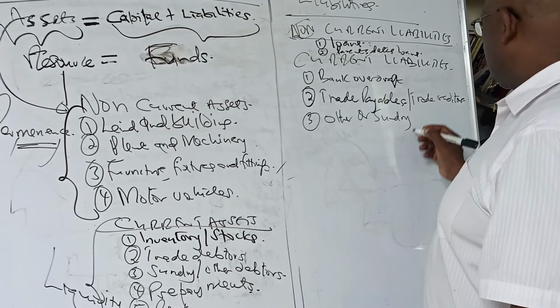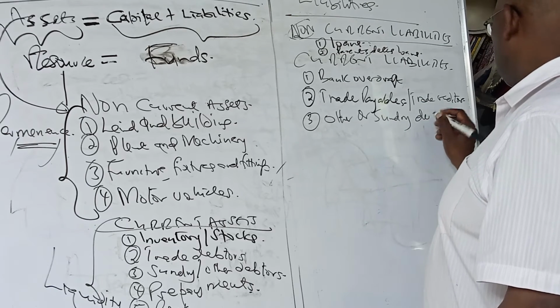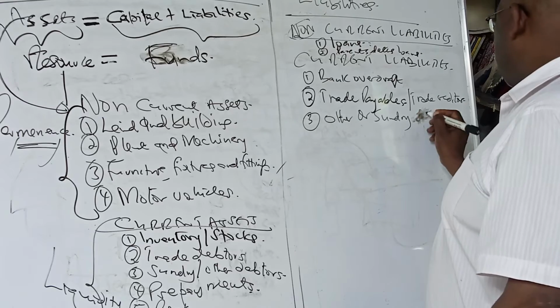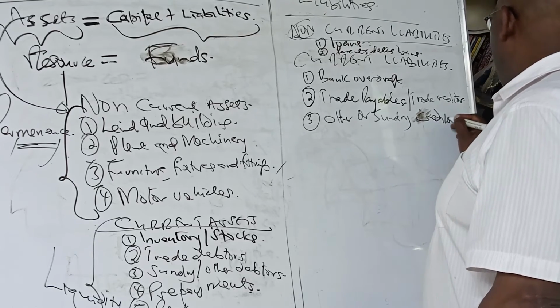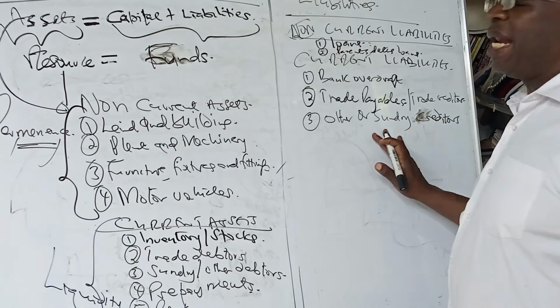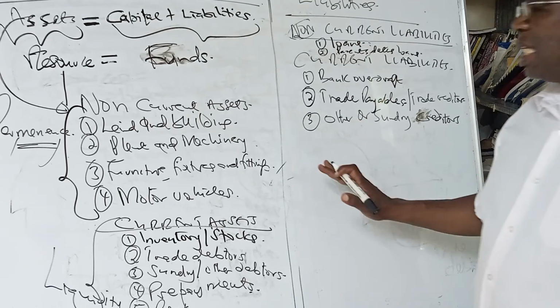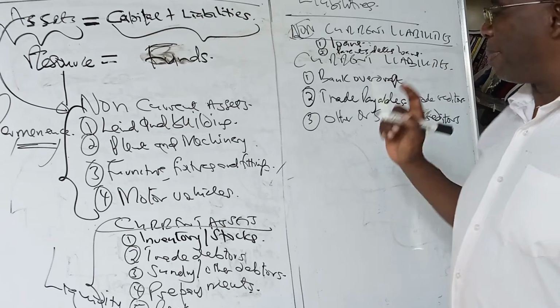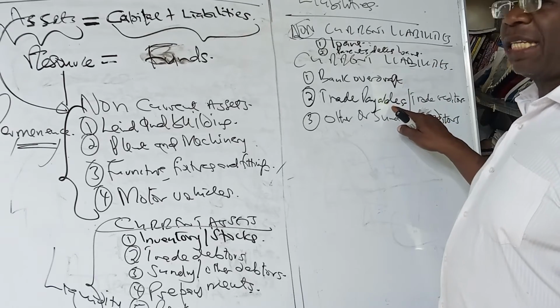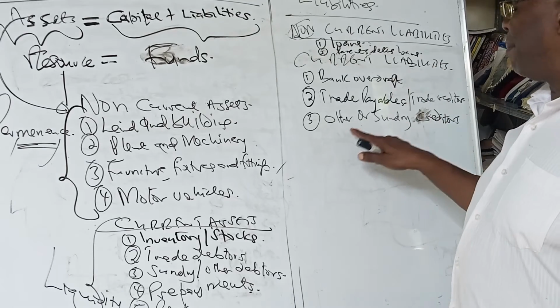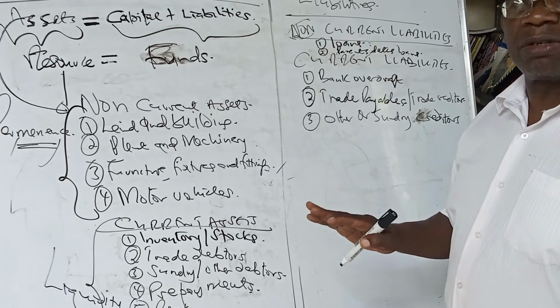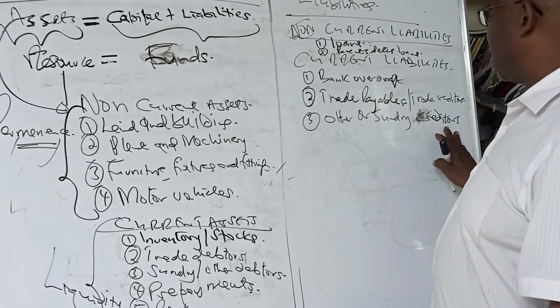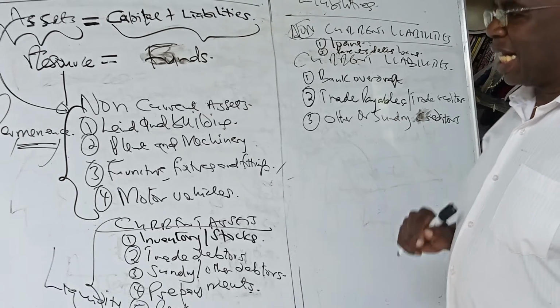Then the other one, we say other or sundry creditors. Is there any other amount of money that the business owes people other than the amount it owes to suppliers? The amount it owes to suppliers is called trade payables. Any other amount it owes any other person is called other creditors or sundry creditors.